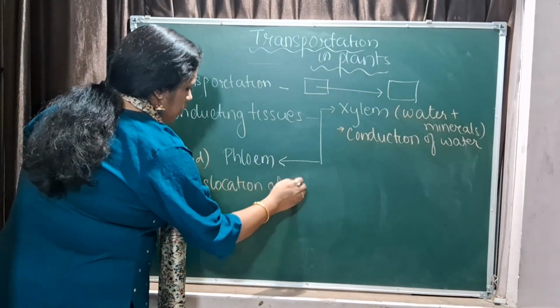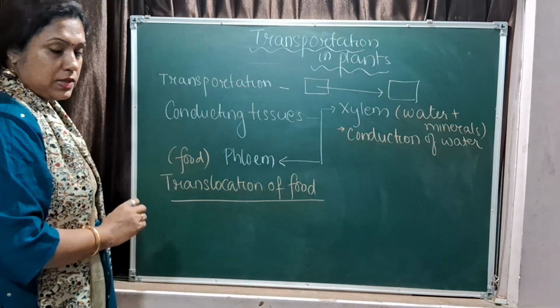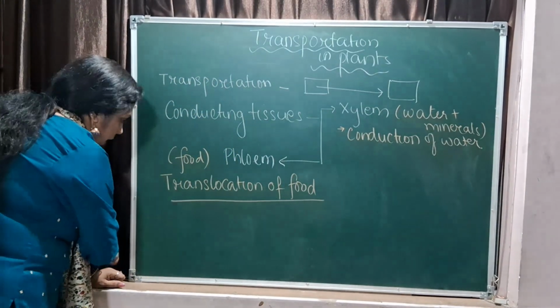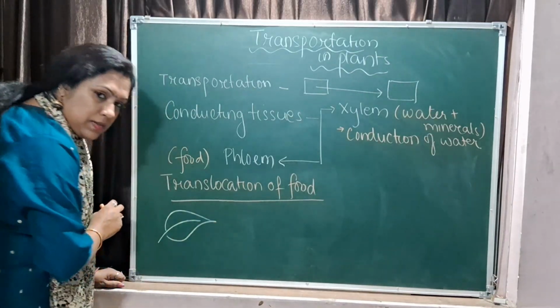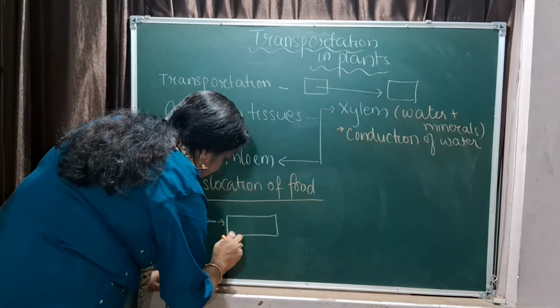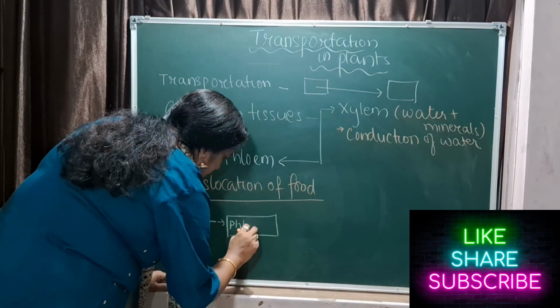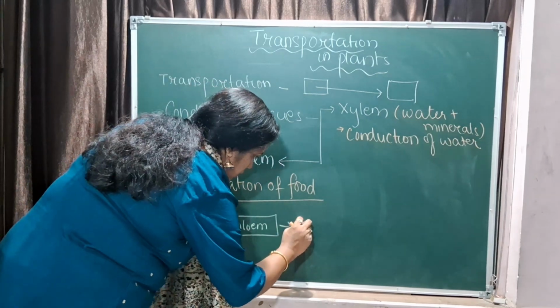Translocation of food. Now, when the translocation of food happens, you know that in the leaf we have a process called photosynthesis. Then the food goes to the phloem, and from the phloem it moves to the different parts for storage. Is that clear?